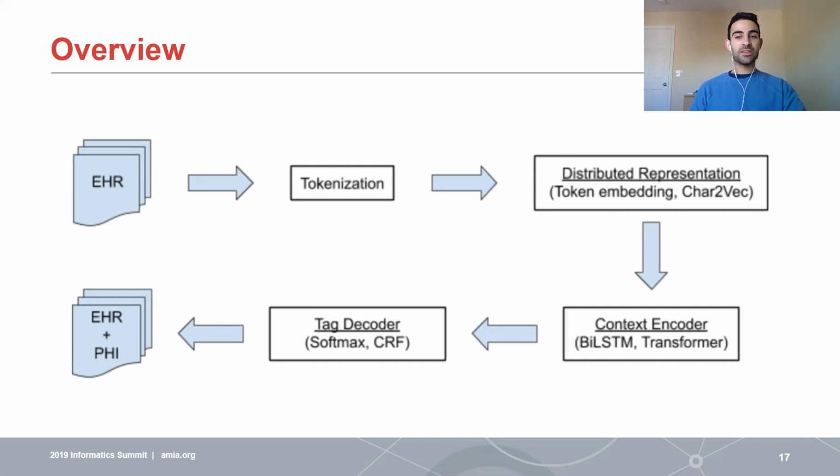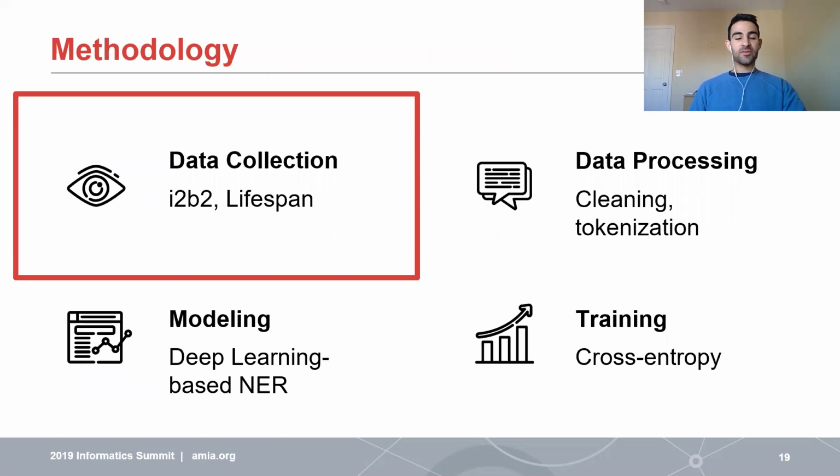And finally, we feed the context encoded vectors into a tag decoder to output a final set of PHI. The first step of our methodology was to collect the EHR data. We collected data from 2 different sources.